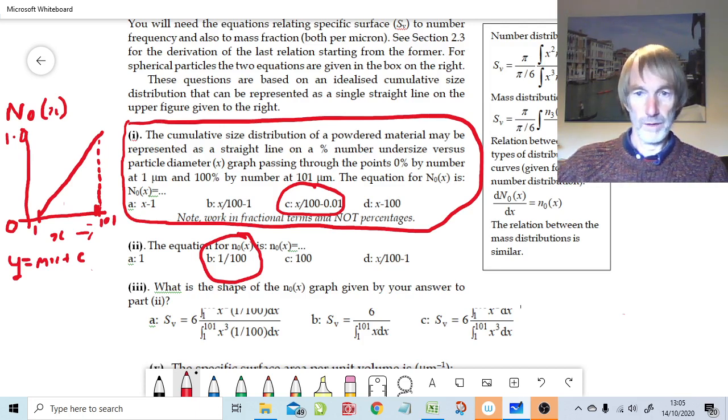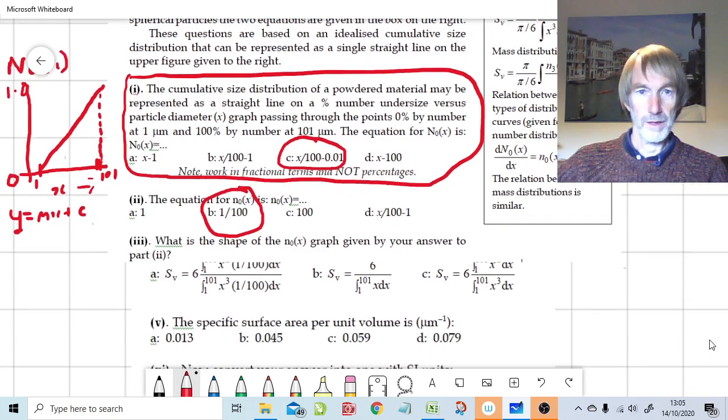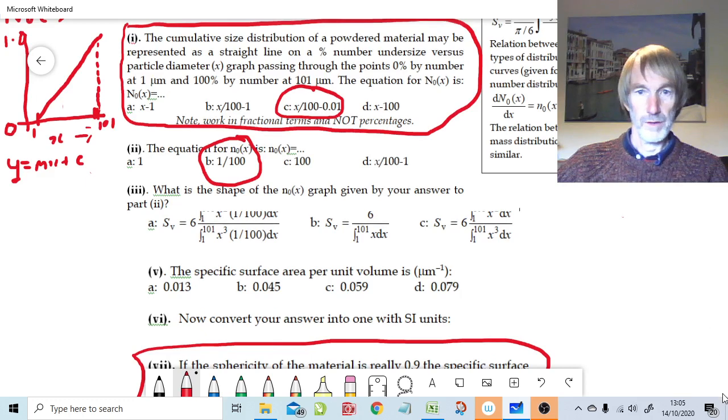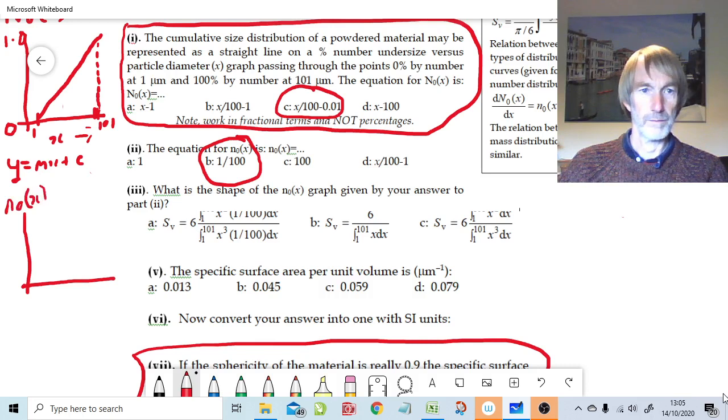Let's have a look at what that looks like, and if we can see anything more about that. So what does little n naught x look like? I'll come back over here, I think. So little n naught x looks something like this. We're now talking lowercase n naught x. It has a minimum value of 1, maximum value of 101. And it's a constant, 1 over 100. So we're at that value of 1 over 100.